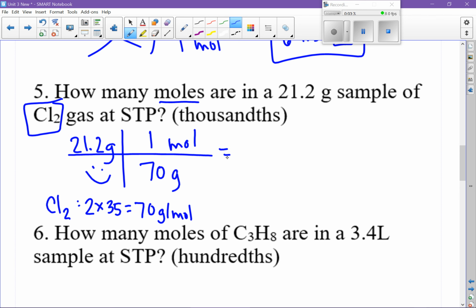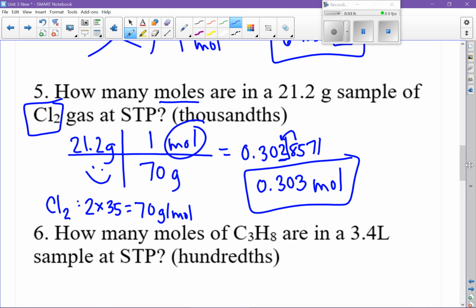Then I can go ahead and put that in my calculator, and I get 0.3028571. The thousandths place is here. The 8 makes us round up to 0.303. And lastly, I was looking for moles, so that's what goes on my answer.